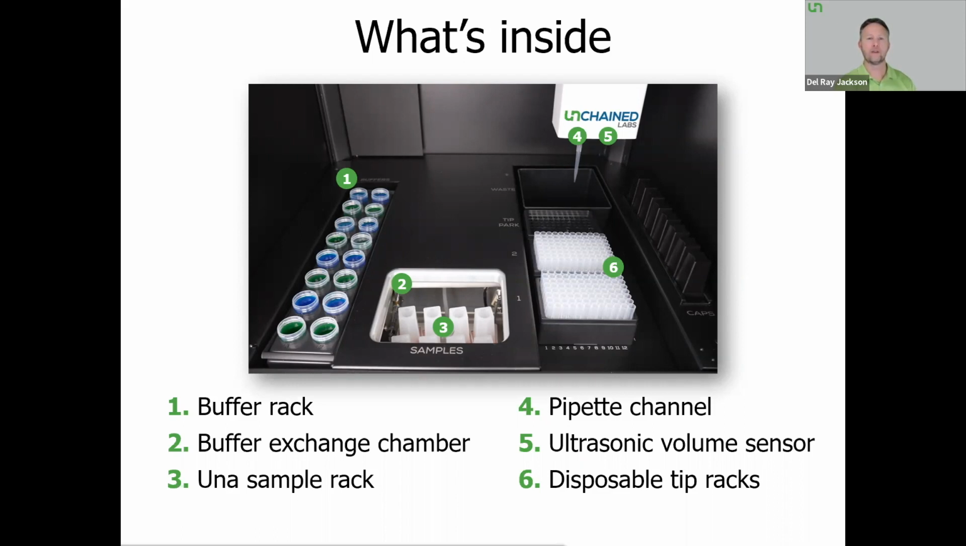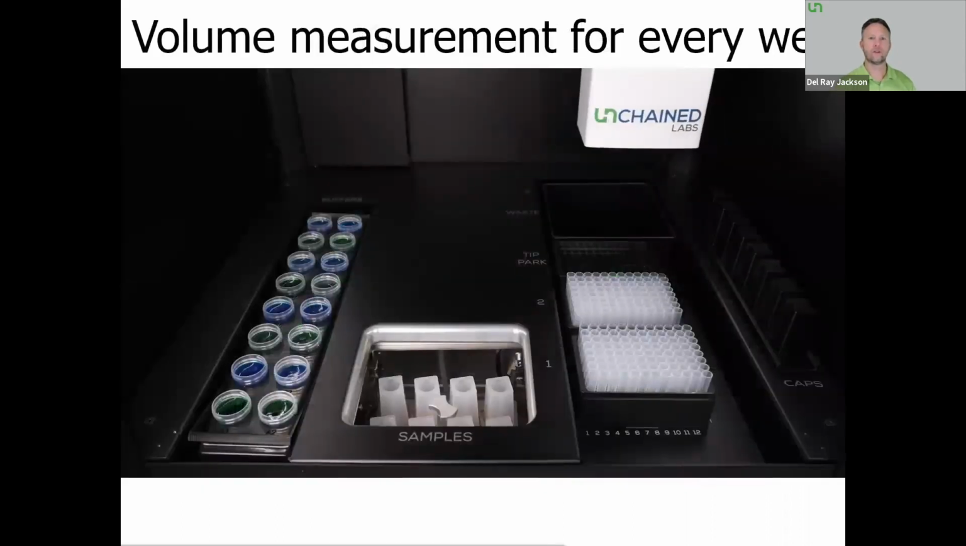On the right is the pipette channel. And this is key because this is why you're not going to have to come back after you start your run on Unagi. The buffer additions or sample additions, if you're doing a reduced sample volume application, are done for you. And what you can't quite see, but it's right there, I promise, where the number 5 is, is that ultrasonic volume sensor. You'll get to see that in a moment as well. And then the disposable tip racks.